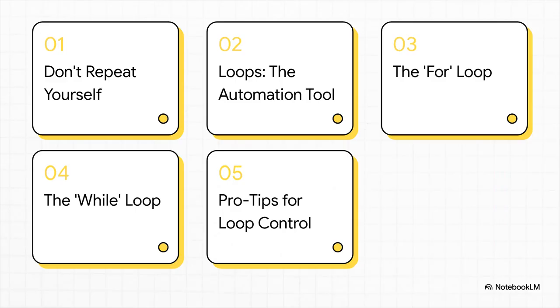So here's the game plan. We're going to start with the big idea, the philosophy behind why we even need loops. Then we'll get into what they are. After that, we'll break down the two main types, the for loop and the while loop. And we'll wrap it all up with some pro tips that'll give you really fine-grained control over your code.